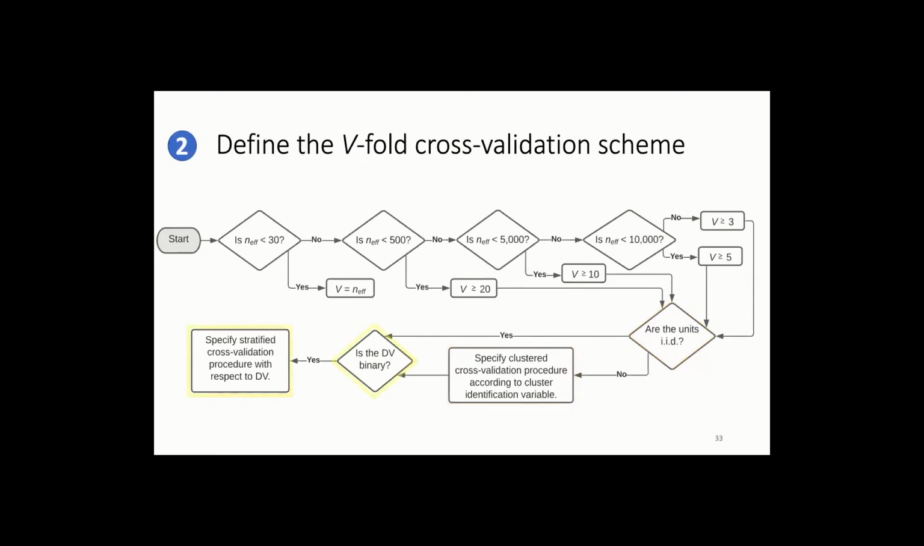Stratified cross-validation. This is what we would recommend when the dependent variable is binary. Stratified cross-validation stratifies the data splits by the binary dependent variable, attempting to maintain the same ratio in training and validation sample data. So if we have an event that occurs 10% of the time, we would try to maintain that 10% occurrence in the training and validation samples for each fold.